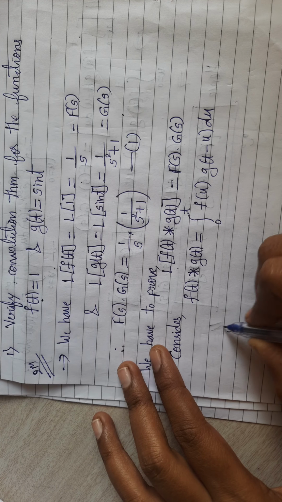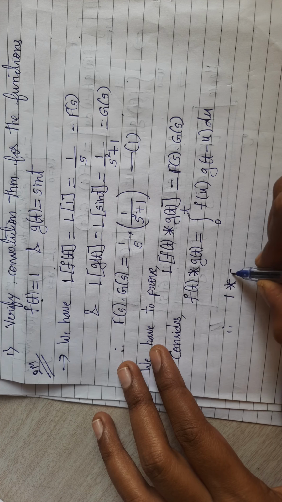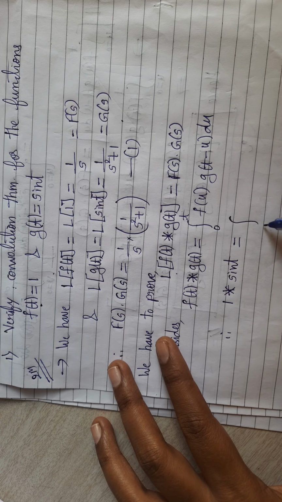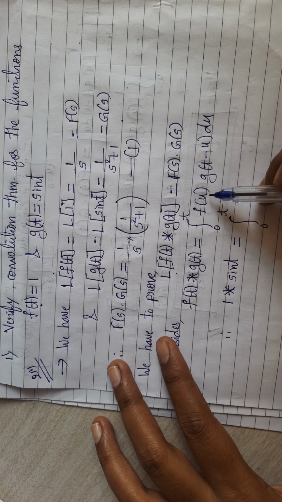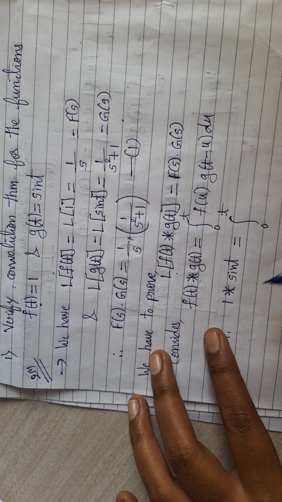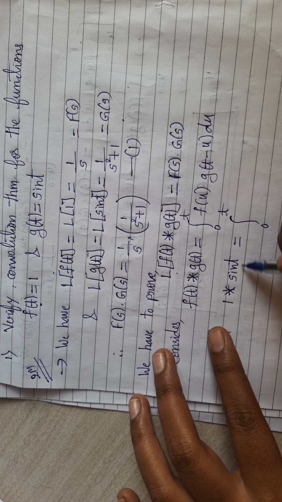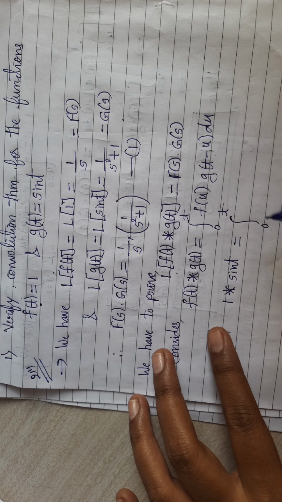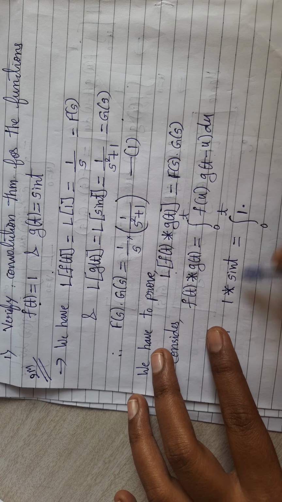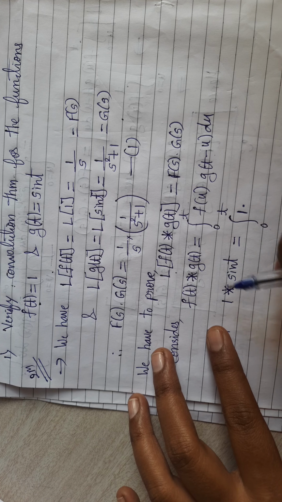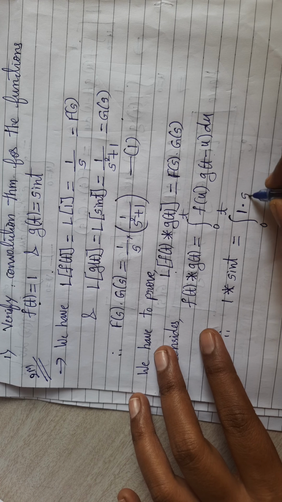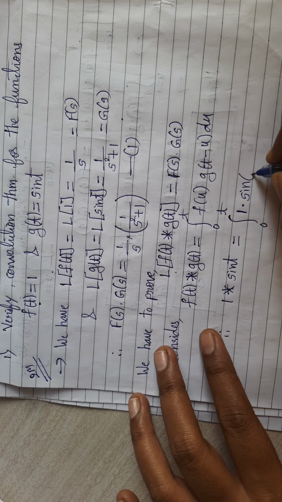Therefore 1 star sin t is equal to integration from 0 to t of f of u, where f of t is 1. If t is there, we would have substituted it by u. Since it is a constant, you can leave that. You write only sin t in terms of g of t minus u, and I will keep that 1 into as it is. Because of 1, if you are not writing, that is also okay. If any constant other than 1 is given, you have to write that number here, into sin of t replaced by t minus u.